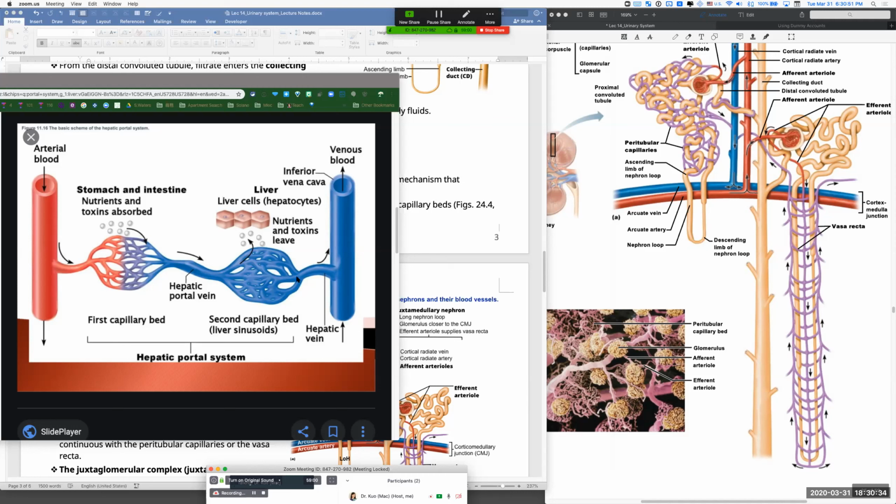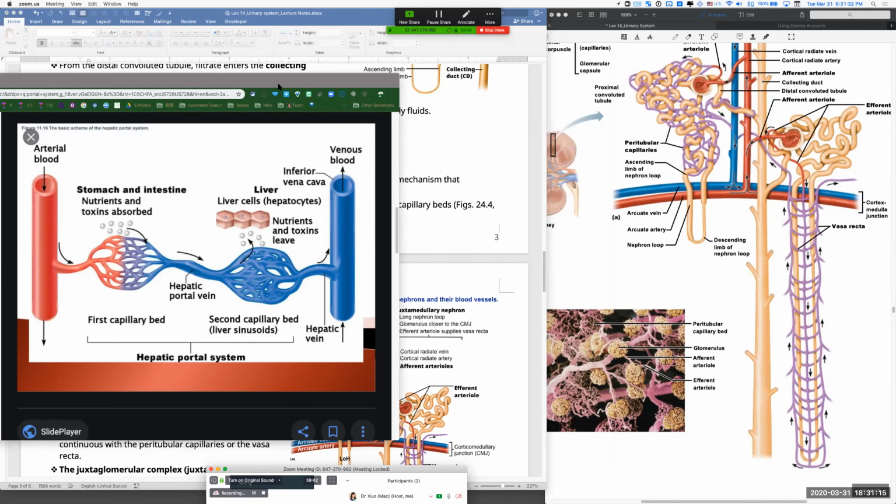However, in the portal system, there are two capillary beds. This is what defines the portal system. Specifically in the hepatic portal system, the first capillary bed is located inside your intestines. That's the capillary bed that allows for nutrient absorption, as well as toxin absorption. The alcohol that you drink and such has to first pass through the second capillary bed inside the liver to be detoxified. Some of the nutrients are put away and stored there before that blood can re-enter the general circulation, into the venous blood.